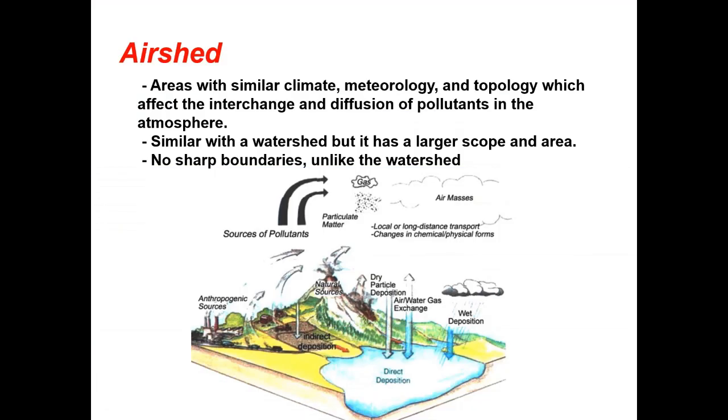So an airshed is areas with similar climate, meteorology, and topology, which affect the interchange and diffusion of pollutants in the atmosphere. So it is similar with a watershed, but it has a large scope and area. So there are no sharp boundaries, unlike the watershed.